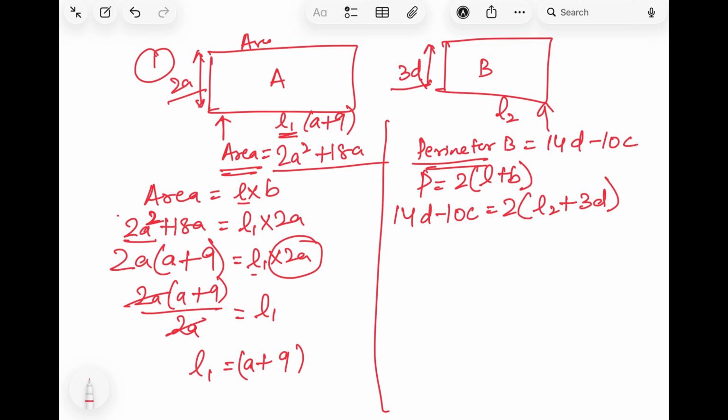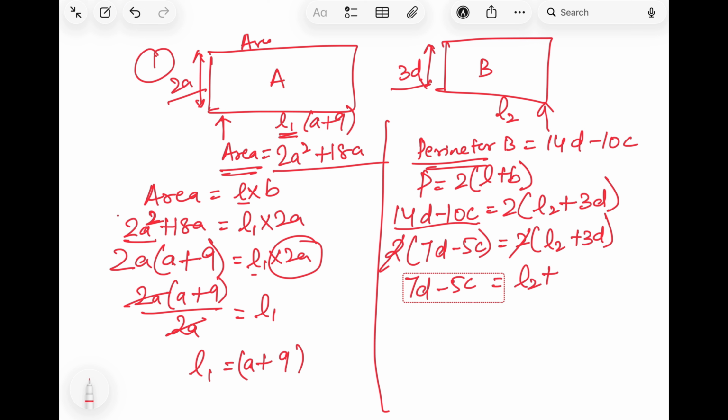Now there is already a bracket there, and we need to put up a bracket here because there is no bracket here. We can take something common. So let's take again 2 common. 2 7d's and 2 5c's is equals to 2(L2 plus 3d). Next we'll shift 2 this side, so 2 and 2 will get cancelled. So now we have 7d minus 5c is equals to L2 plus 3d.